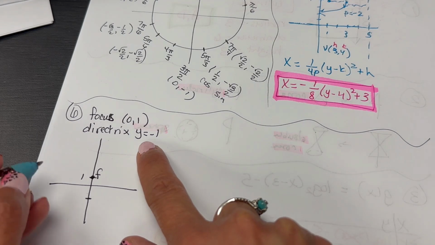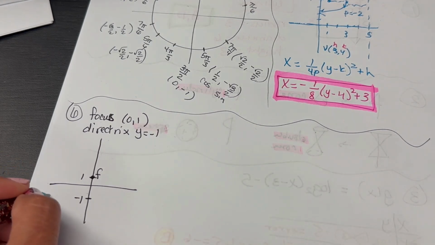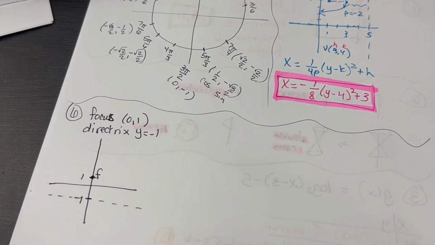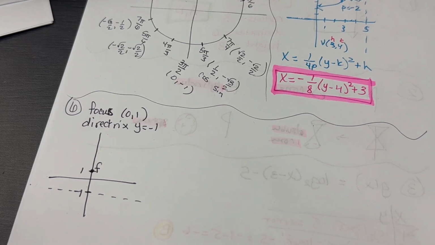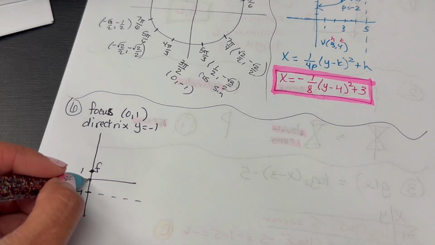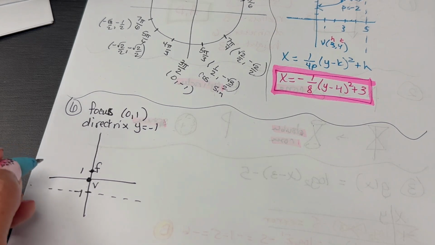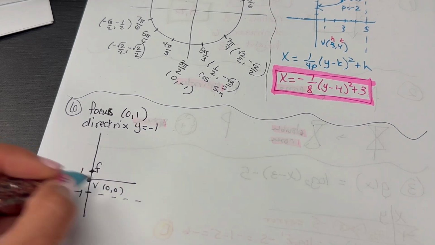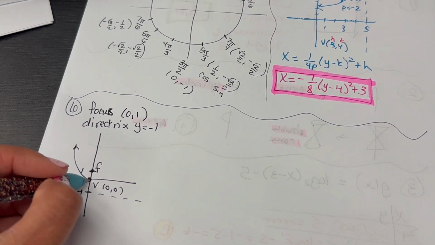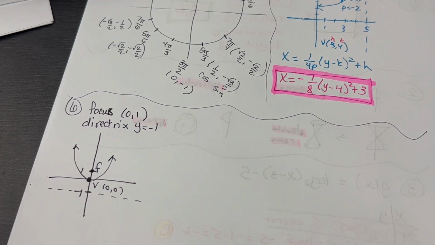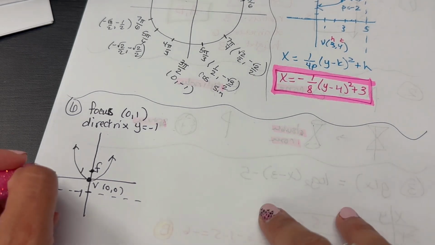Y equals means it has to go through the y at that value, so my directrix is the dashed line that goes through the y there, which means that the vertex should be smack dab in the middle, which means it's at the origin, and we all know the origin is (0, 0). So this parabola must be facing up because it wraps around the focus and the directrix is always behind the vertex. And so this also tells us that it's facing up.